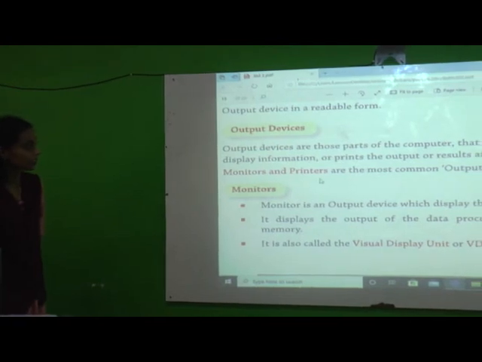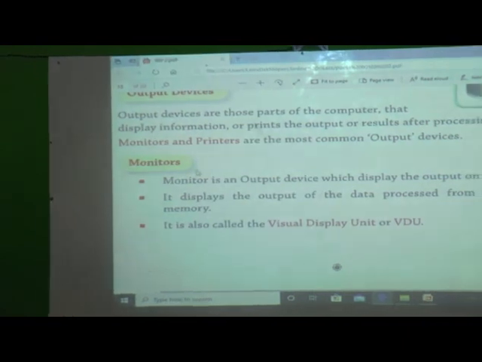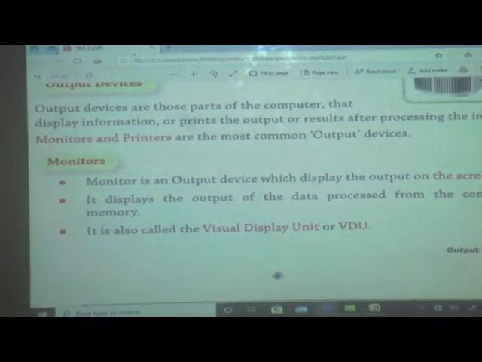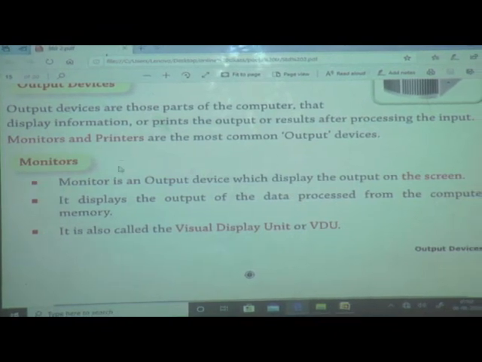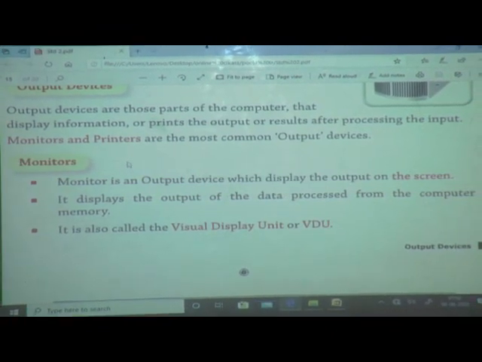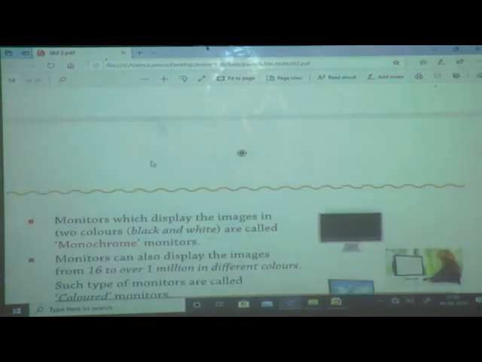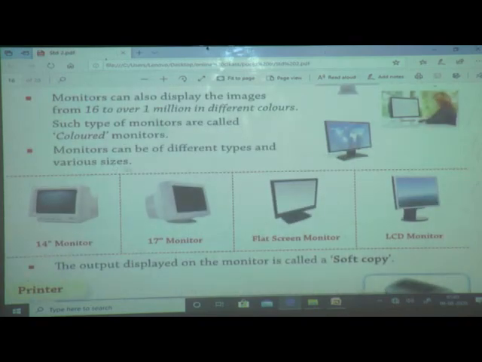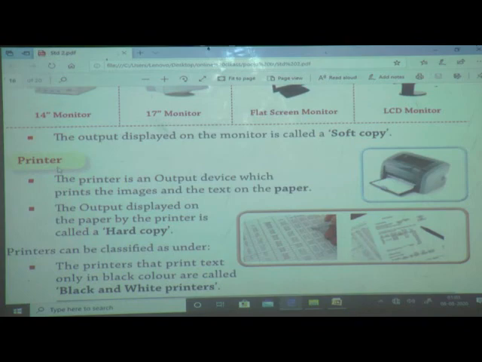Monitor and printer. If you want only a soft copy, then we use the monitor, and if you want a hard copy of what we have written on the computer, then we use the printer. Monitor and printer are the main output devices, and monitors have different types and various sizes. Next, the printer. If you want a hard copy, then we use the printer.